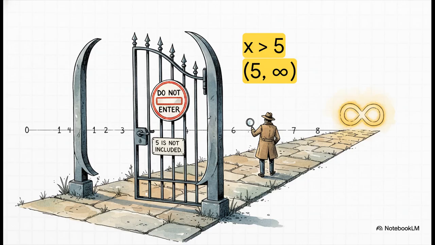Written in interval notation, that's parentheses, 5, comma, infinity, parentheses. And take close attention to that round parenthesis next to the 5. That's super important. It means we get infinitely close to 5, but we don't actually include 5 itself. 5 is the line we can't cross.